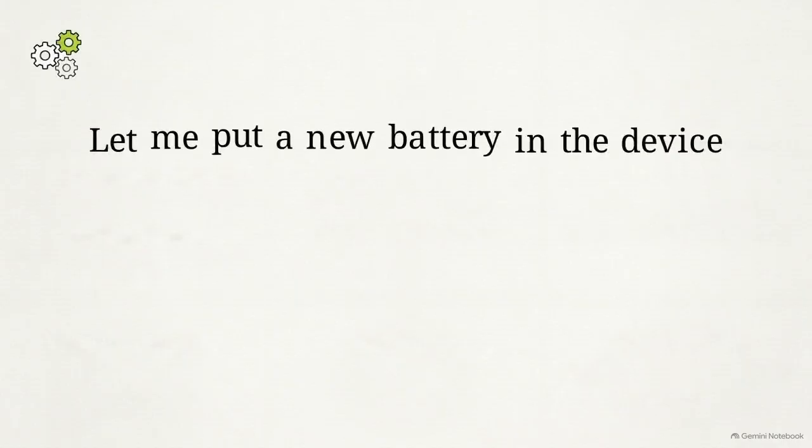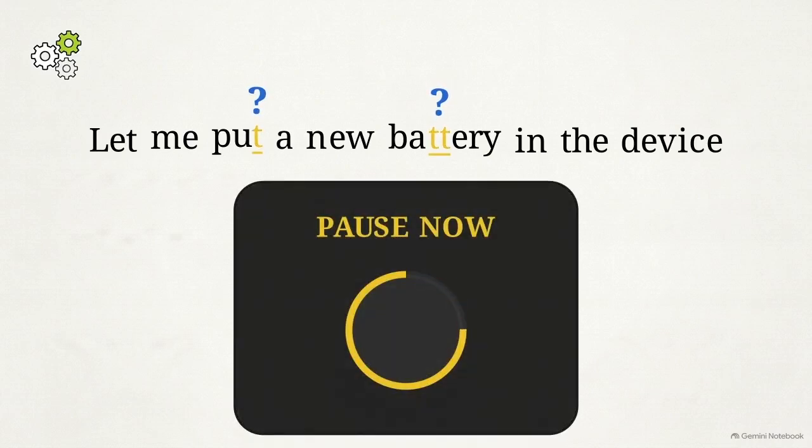The third transition is the flap T. When a T falls between 2 vowels in American English, it changes the sound. Look at the highlighted letters. Pause the video and predict how these sound out loud.